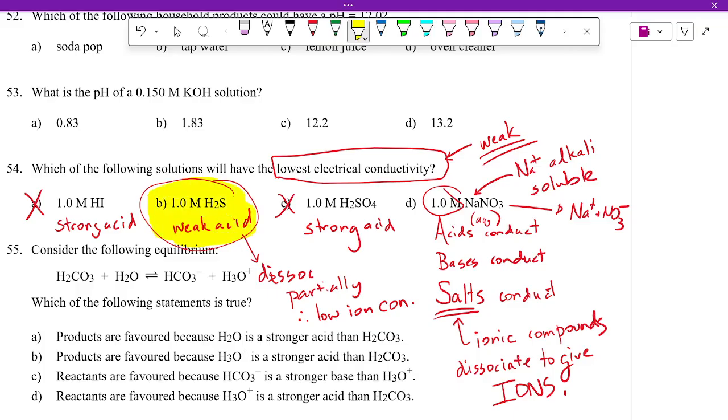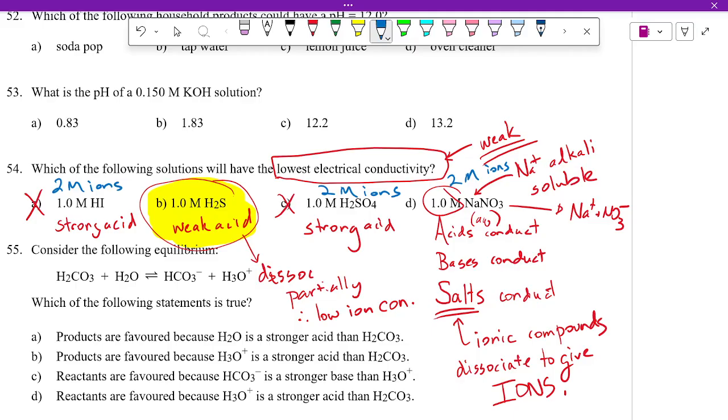The rest of them, they all dissociate completely. So you would have here 2 molar ions, 2 molar ions, 2 molar ions, right? Because you would get 2 ions for every particle. Does that make sense? Cool.